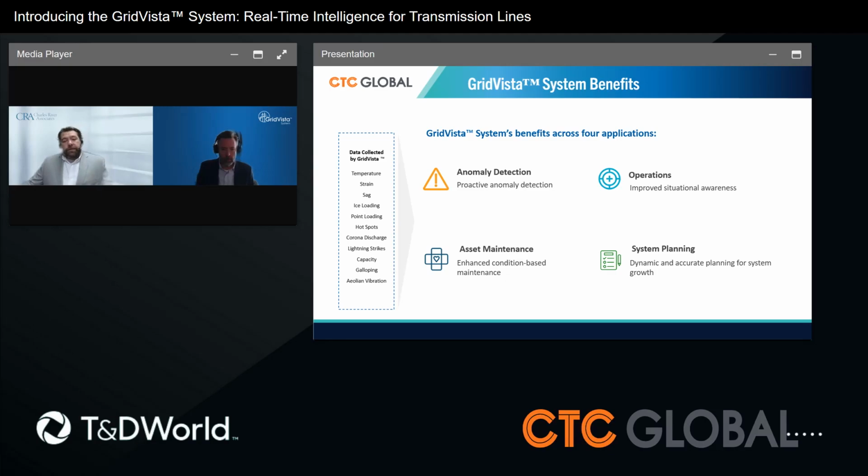So, jumping into the actual third-party assessment, CTC Global brought in Charles River Associates. They wanted us to perform an independent third-party study of the GridVista system with a goal to review the ability to assist utilities in key areas. The GridVista study honed in on 3 key areas: expanding capacity, reducing outages, both time and impact, and streamlining operations. We'll talk about those areas in just a minute.